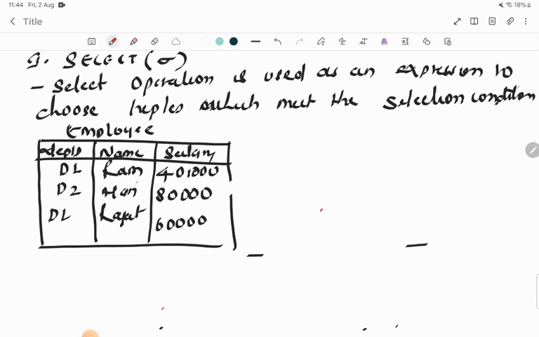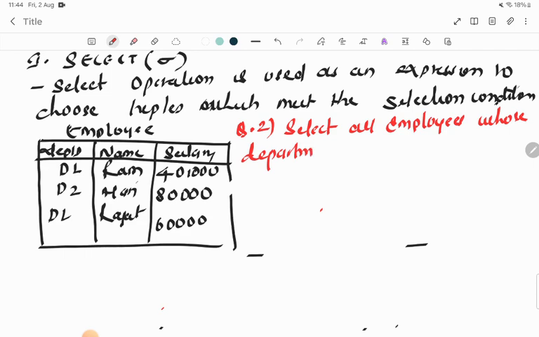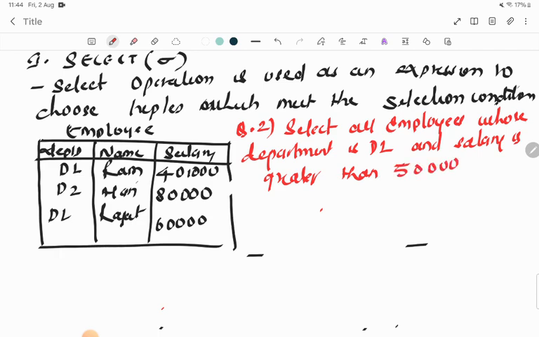The next question, query number 2, is: select all employees whose department is D1 and salary is greater than 50,000. See what we got here: there are two conditions. The first is that the department ID should be D1, and the second is that the salary should be greater than 50,000. First of all we have to write select all employees. Again we have all employees here, so sigma will work. We can use sigma directly because we have to display all tuples of the employee table.